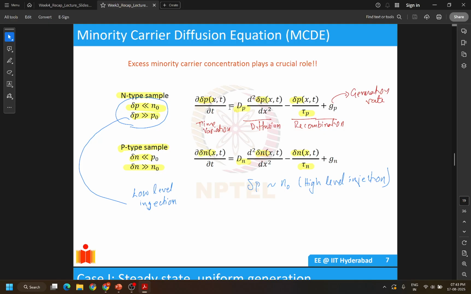So this is 0, and then you can multiply this whole thing by tau n. So here you have Dn tau n, which is Ln square. So you will have Ln square del square delta n by del x square minus R plus G.